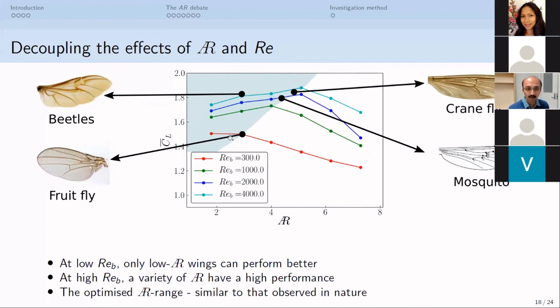So at lower Reynolds number, we have a very small range. And when we go up in the Reynolds number, we have a larger range of aspect ratios sitting in this colored region. And very interestingly, the insect wings in nature are found to be in this region. So the fruit flies are at a lower Reynolds number over here, and crane flies and beetles fly at nearly similar Reynolds numbers, but their aspect ratios are way different from each other. And this can perhaps explain why we have a wide variety of aspect ratios in nature.